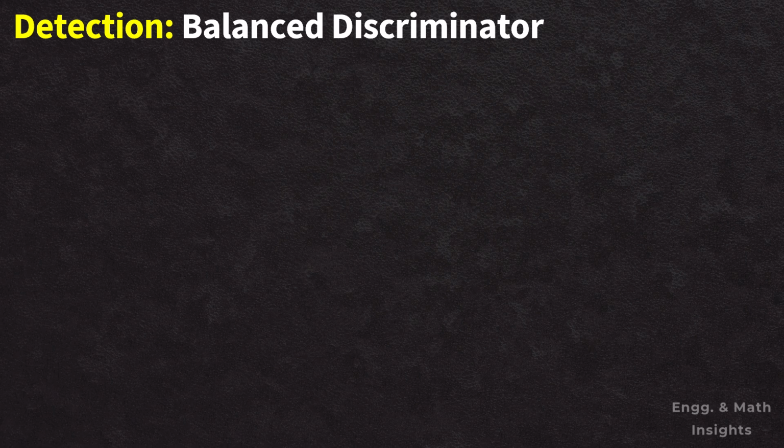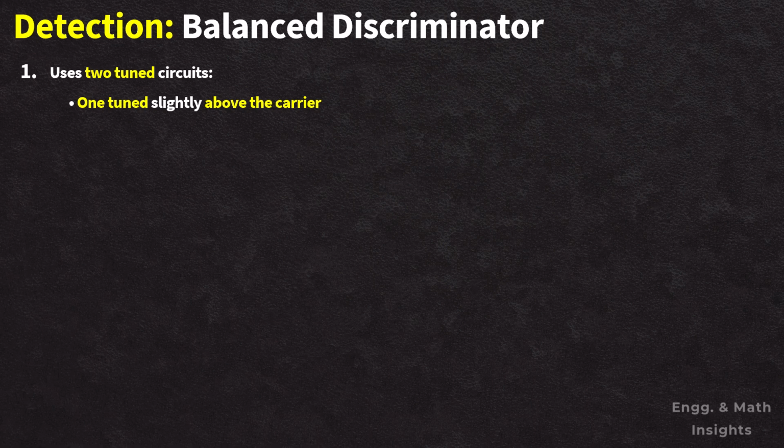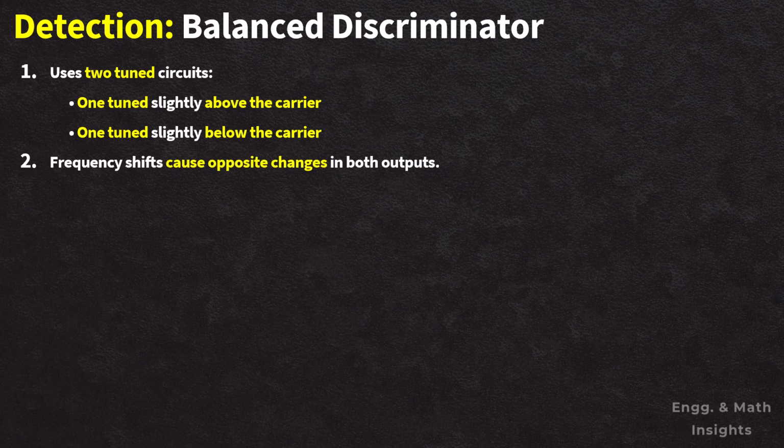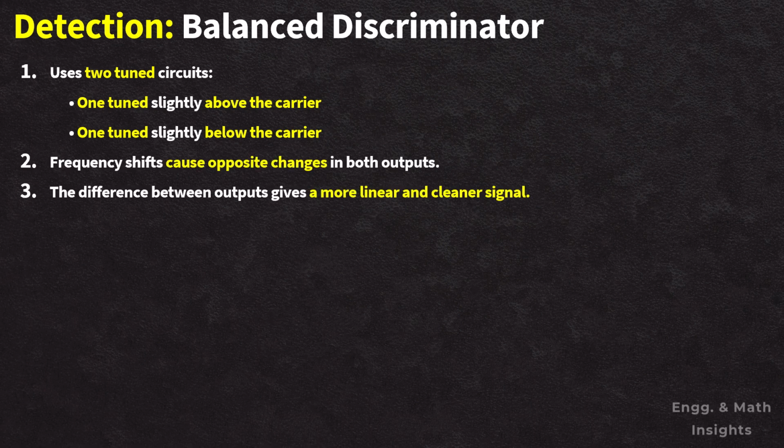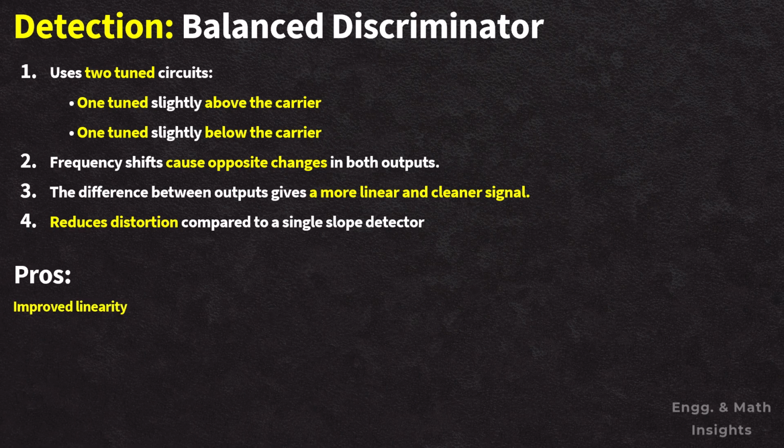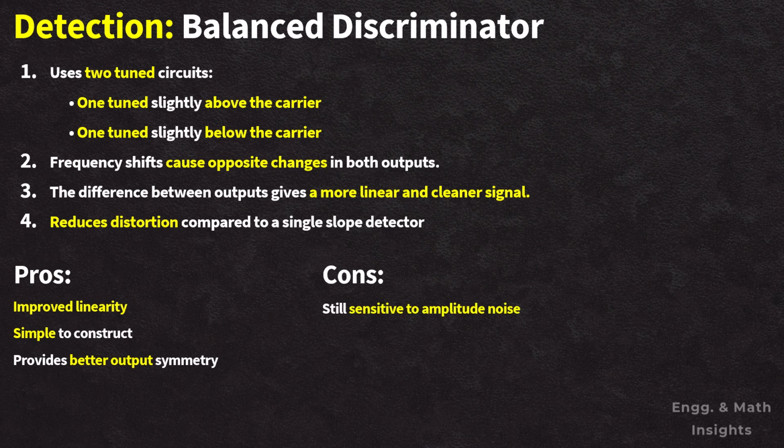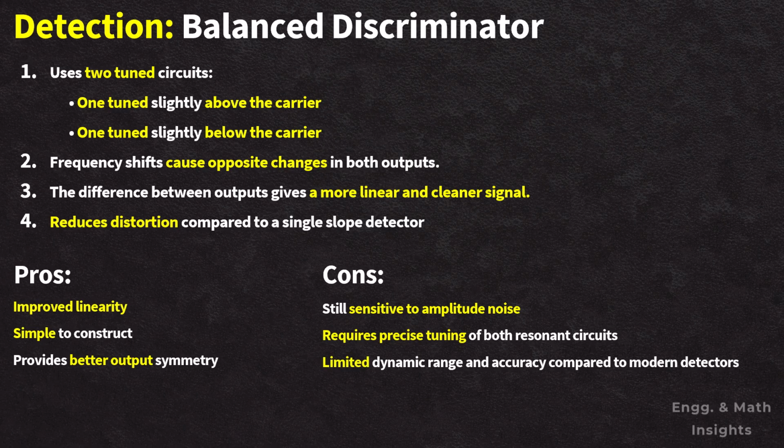Next is the balance discriminator or dual slope detector. This method improves on the slope detector by using two tuned circuits. One is tuned slightly above the carrier frequency and another is slightly below it. As the input signal frequency shifts, the two outputs change in opposite directions. By subtracting one from another, a more linear and noise reduced message signal is obtained. Some pros are improved linearity compared to a single slope detector, simple to construct with minimal added components, and provides better output symmetry. Some cons are they are still sensitive to amplitude noise, requires precise tuning of both resonance circuits, limited dynamic range and accuracy compared to modern detectors.